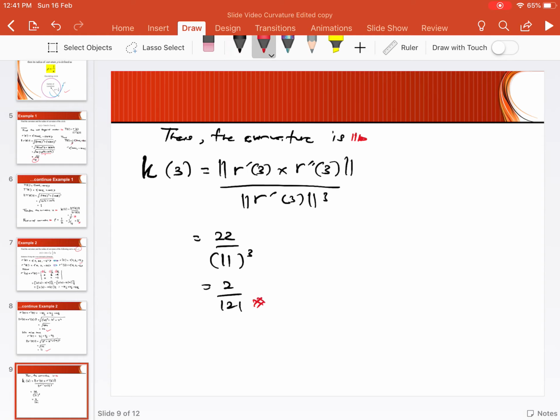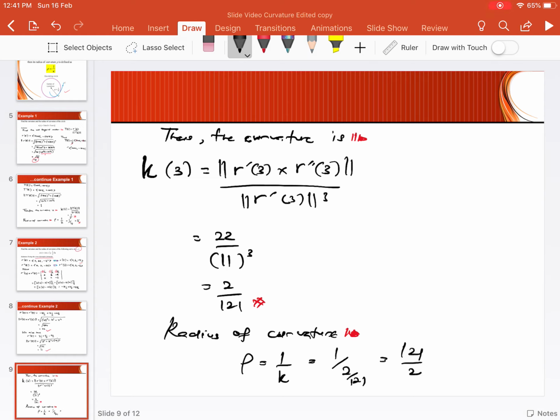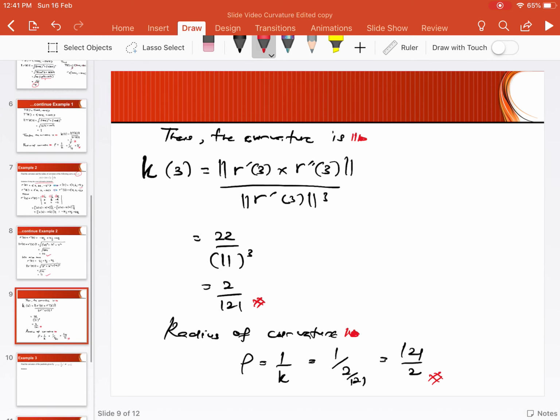Okay, done. And the radius of curvature rho is equal to 1 over curvature, so 1 over 2 over 121, so we get 121 over 2. That's it, done.